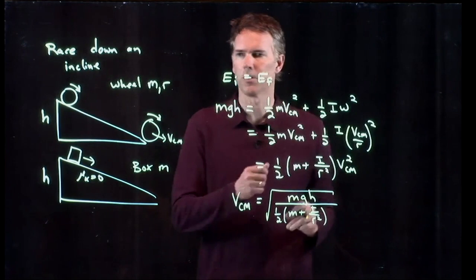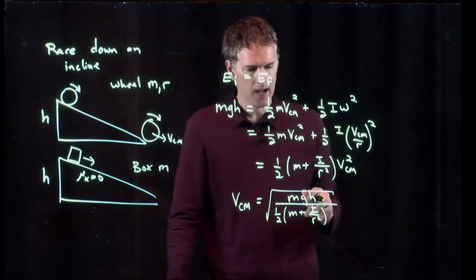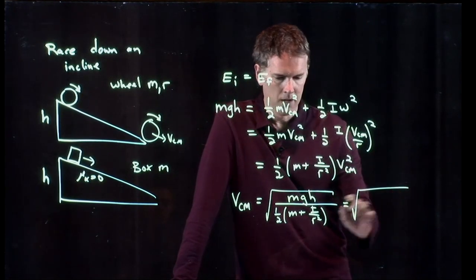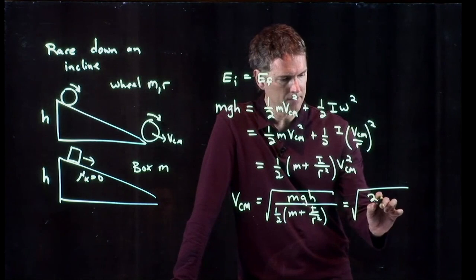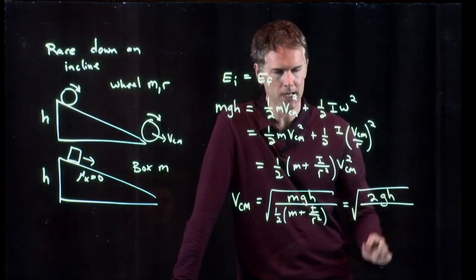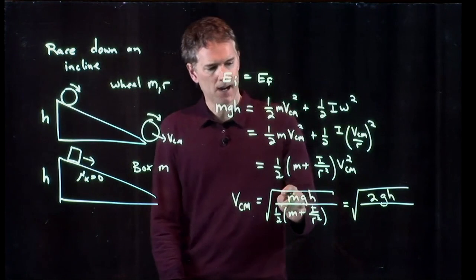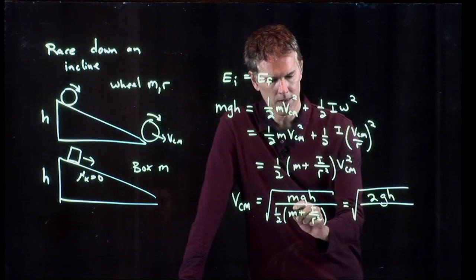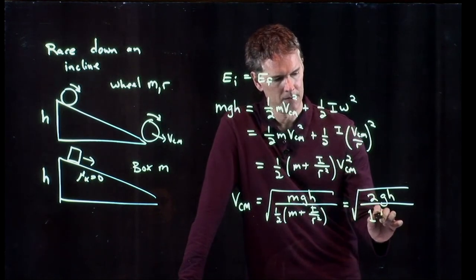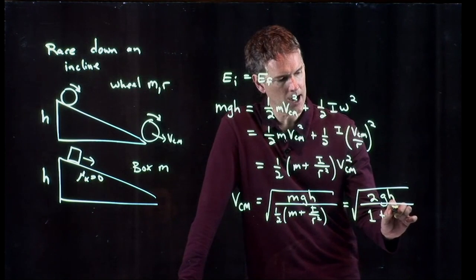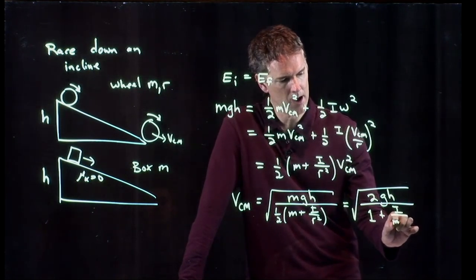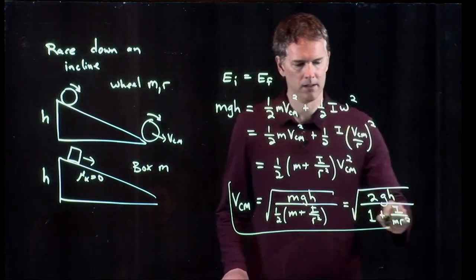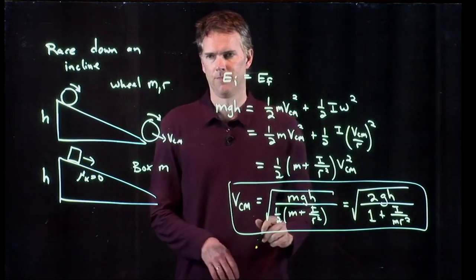Okay, we just solved this last equation for VCM. And now we can simplify this a little bit more by the following. 1/2 on the bottom means 2 on the top. So let's put a 2gh. I have an m in the top and an m in the bottom. Let's divide everything by m. And if I do that, then this one becomes a 1. And this becomes I over mr squared. So this is the velocity of the wheel.